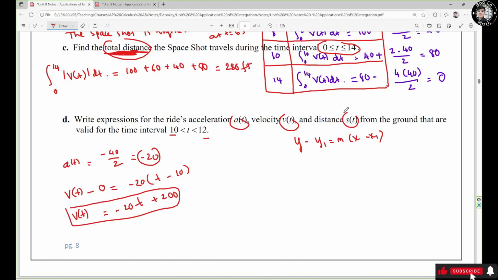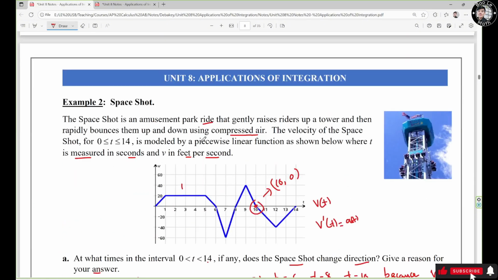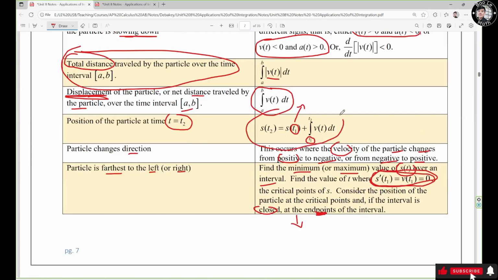Now, what about the position function? Remember, the initial value is at 10. So we have s of t equals the initial value, s of 10, plus the integral from 10 to t of negative 20 s plus 200 ds. Remember, you need to change the variable right here to s, and then s of t depends on the value of t right here. So keep that in mind. We're going to use the formula right here.